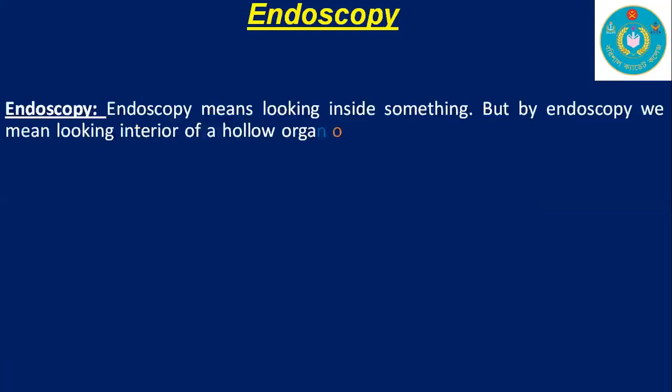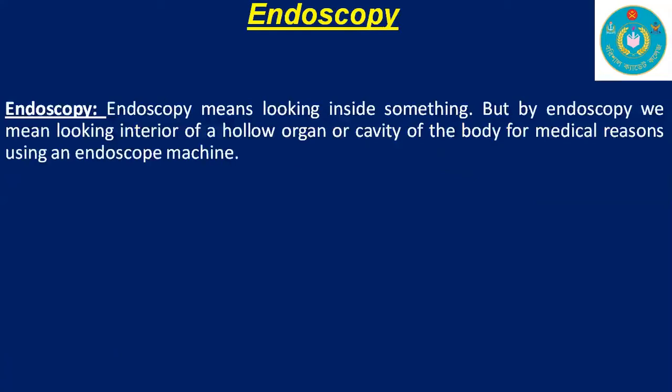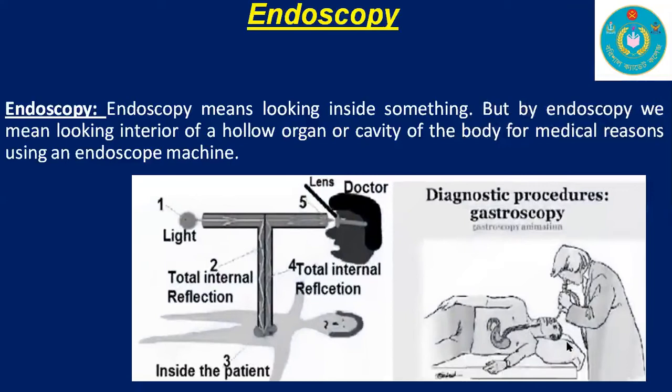Now we are going to discuss endoscopy. Endoscopy means looking inside something. By endoscopy, we mean looking at the interior of a hollow organ or cavity of the body for medical reasons using an endoscope machine. This is an endoscope machine, by which we can observe the inside of a cavity of the body for medical reasons using an endoscope machine.